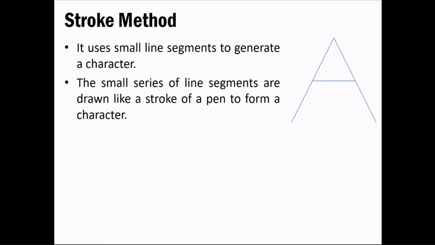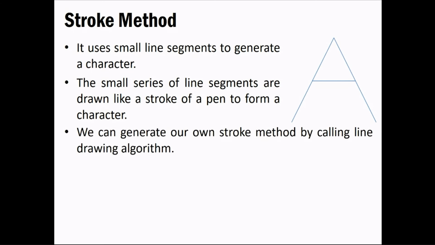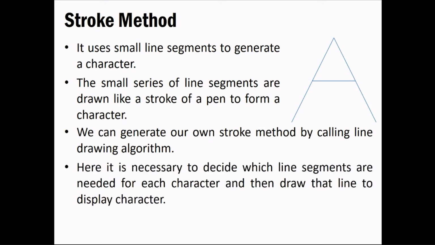Okay, a small series of line segments are drawn like a stroke of a pen to form a character, but it is not drawn with a stroke of a pen. Instead, at each and every endpoint, or each and every ending pixel, you are using the line generation algorithm. Okay, so that can be done. If I say you have to draw a triangle, that is the same thing you are doing. But over here it is necessary to decide which line segments are needed for each character and then draw those lines to display the characters. Obviously you need to have this beforehand so that you can draw it effectively.